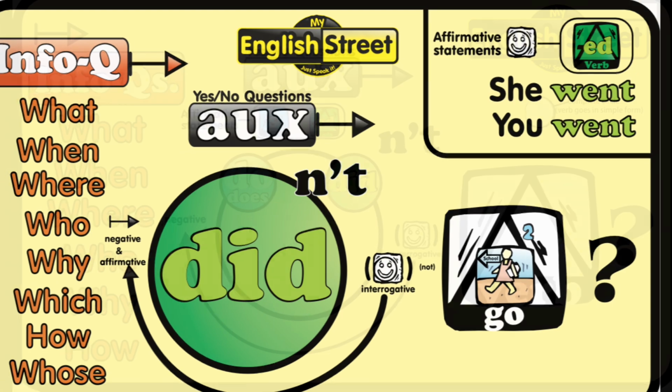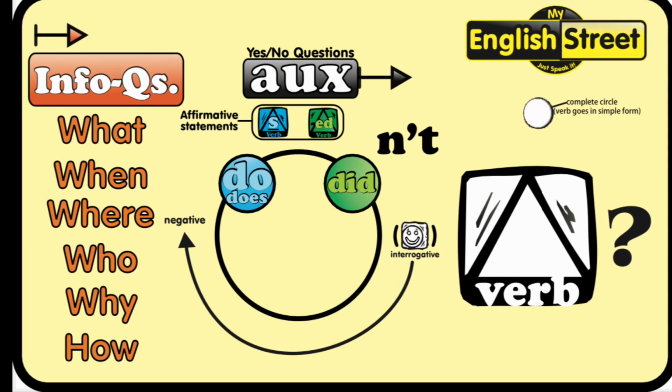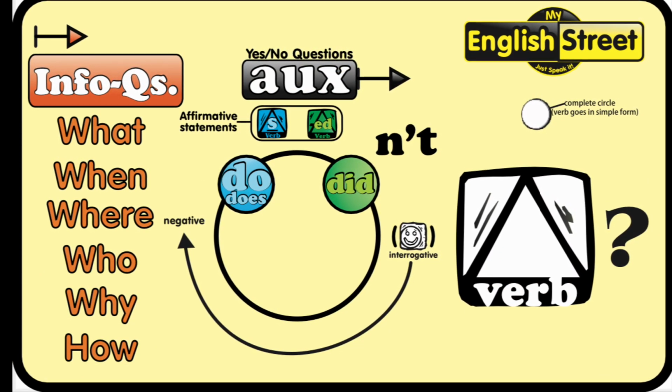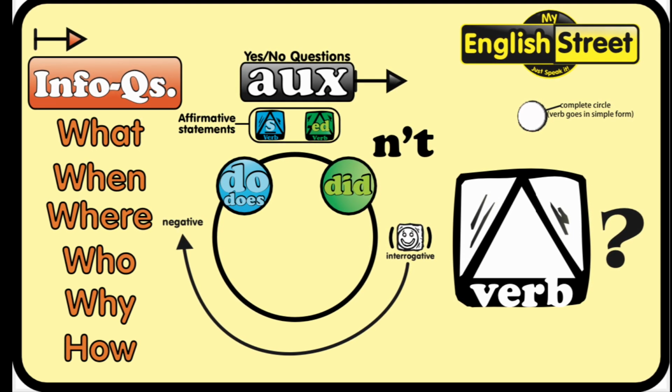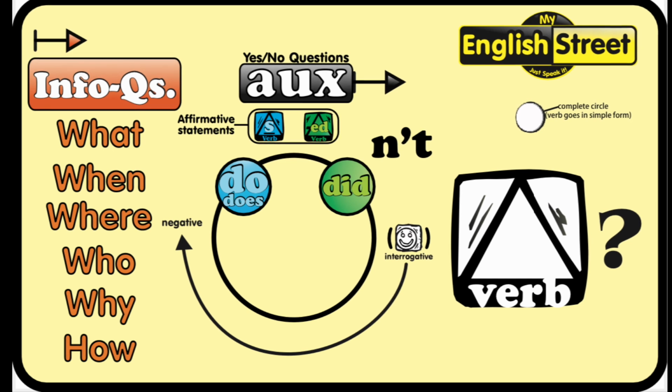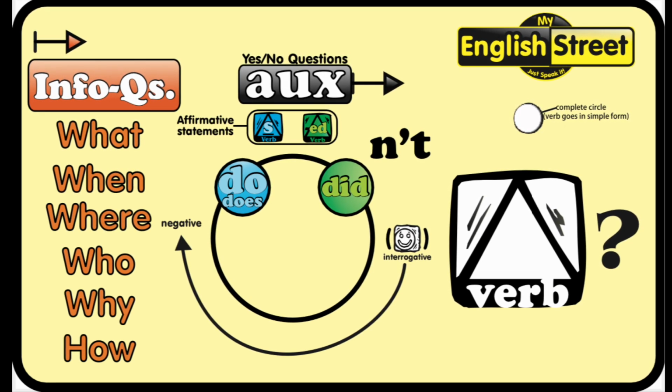So, whenever we have a negative statement or a question, we will usually use the auxiliary do or does in blue for the simple present or did for the simple past in green. For example, I didn't go, or did you go?